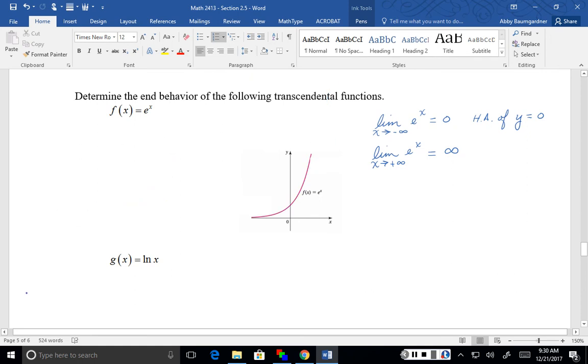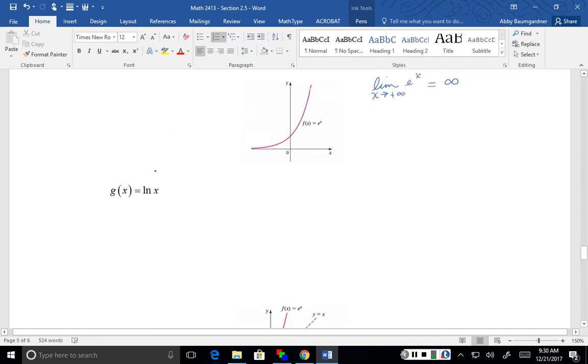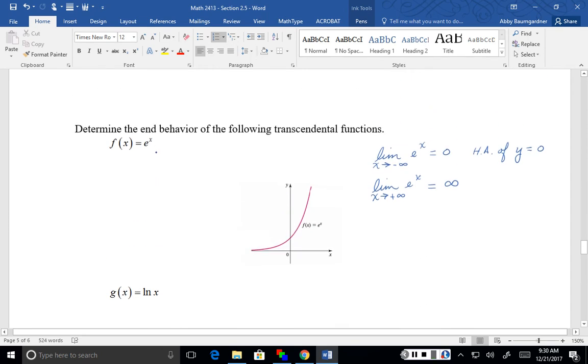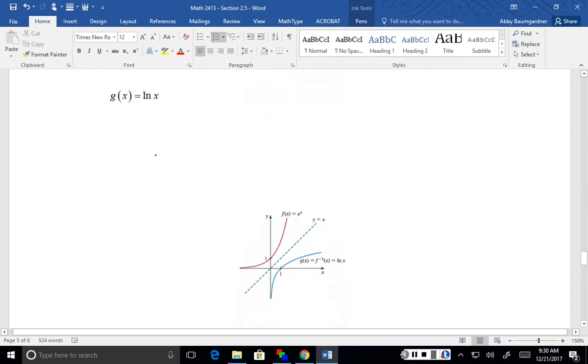All right, ln of x. Well, ln of x is the inverse of e to the x. And the reason that's important is because inverses are mirror images of each other across the line y equals x. So here is our e to the x graph, this pink graph, and if we were to fold the paper on this green line right here, it would land on top of our blue ln of x graph. That's because they're inverses, and one of the traits of an inverse is that it's symmetric about the line y equals x.